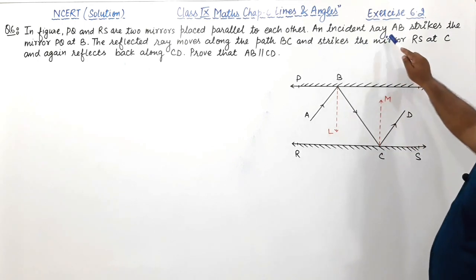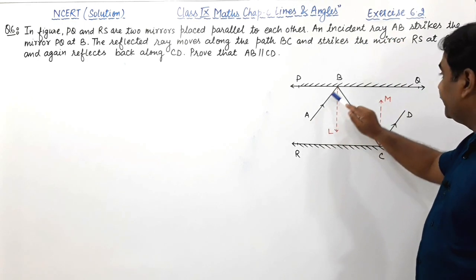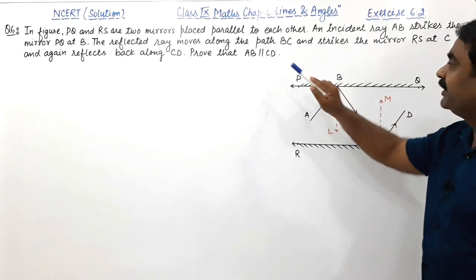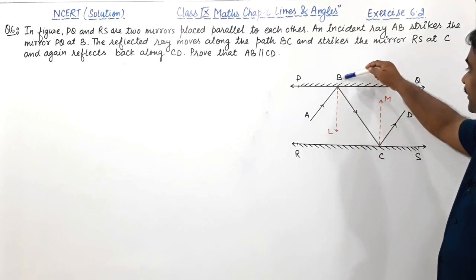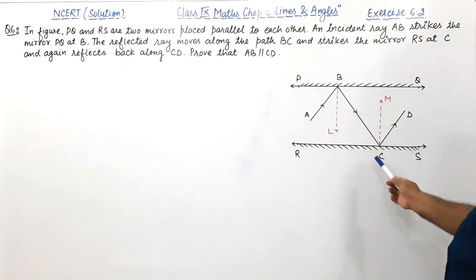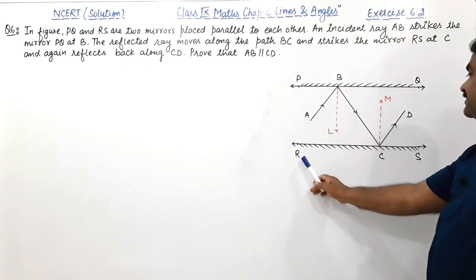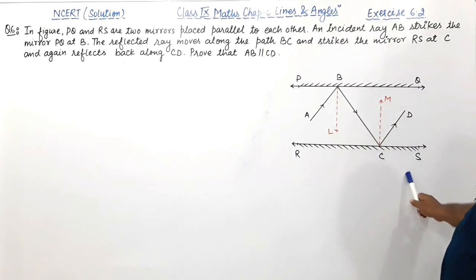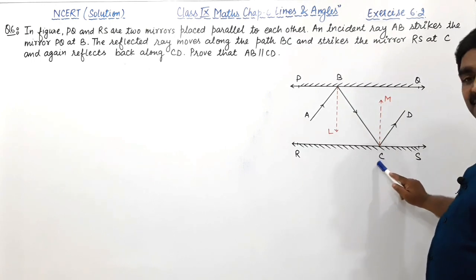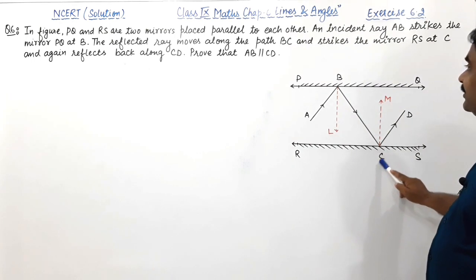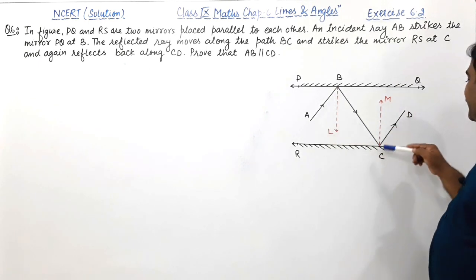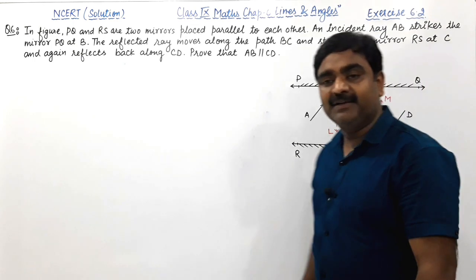An incident ray AB strikes the mirror PQ at point B. It gets reflected and moves along the path BC and strikes the second mirror RS at point C. Again it gets reflected along the path CD. Then we are going to prove that AB is parallel to CD.